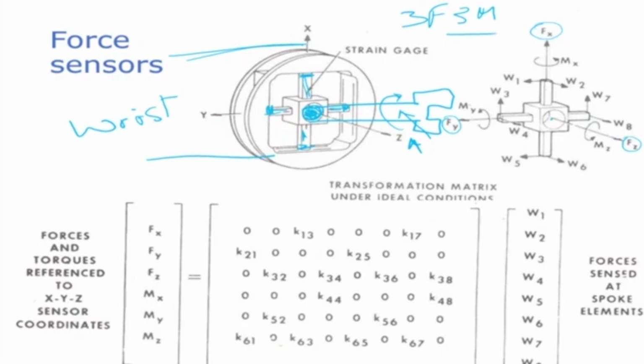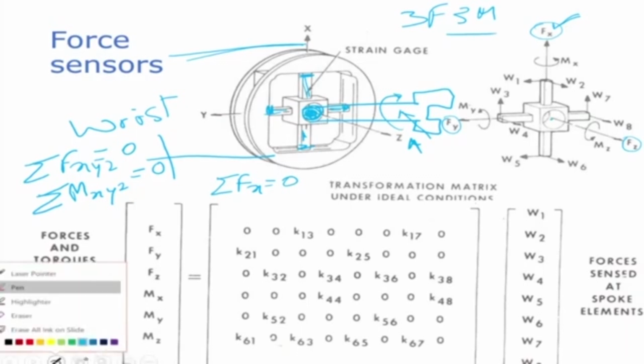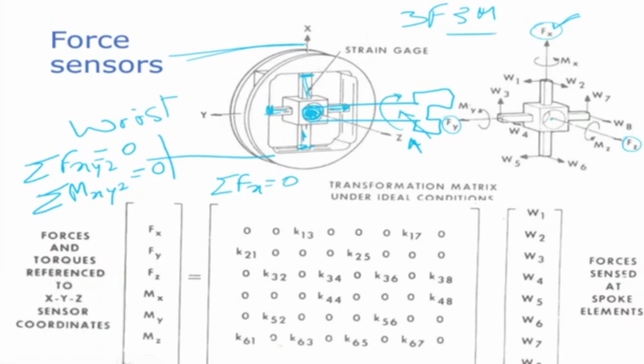Now for static equilibrium, we can say that sigma Fx, all forces in the x, y, and z directions must be 0, and all the moments Mx, My, and Mz must be equal to 0, for equilibrium. If I start off by writing sigma Fx is equal to 0, then what are the forces in the x direction? If you look at this figure, where is Fx? Fx is in that direction. The forces in the x direction are W3 and W7. So Fx is equal to W3 plus W7. Now these are the gains.